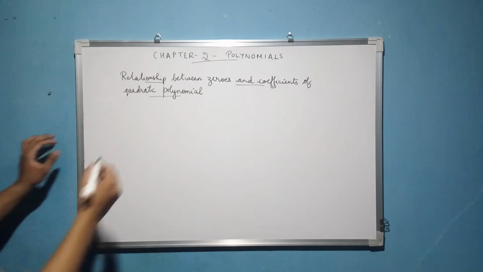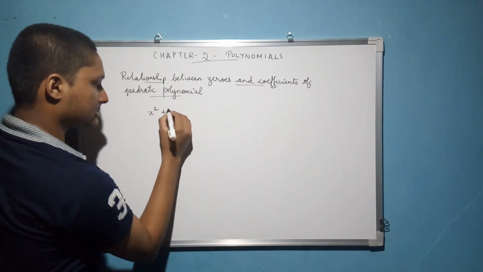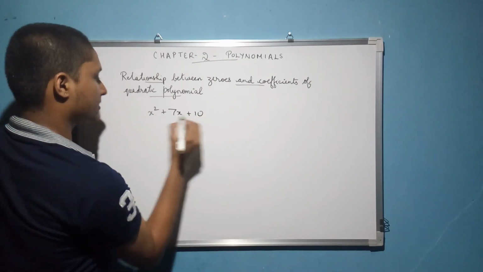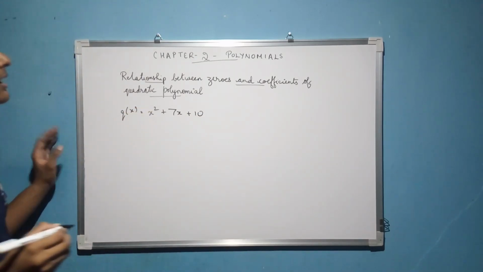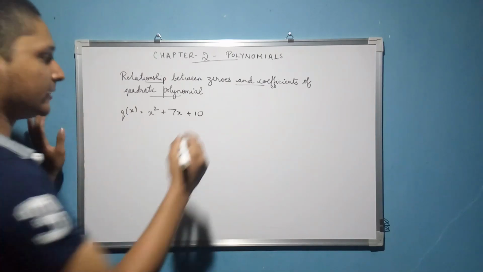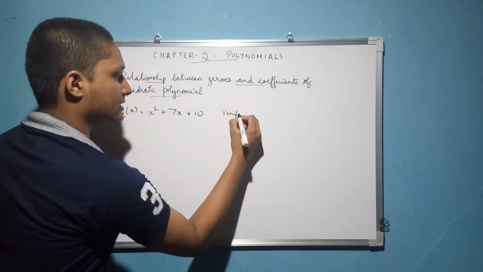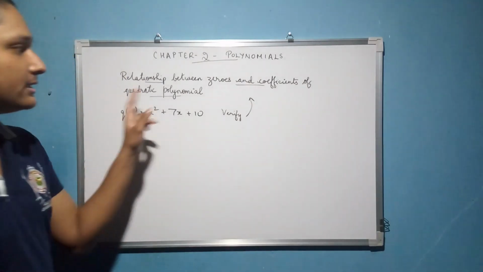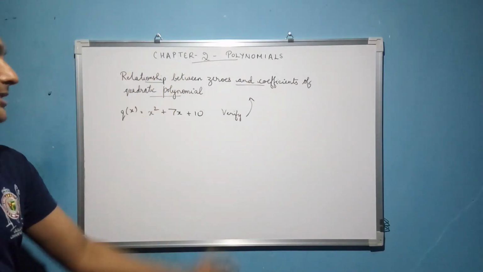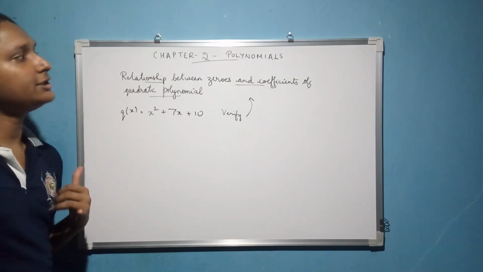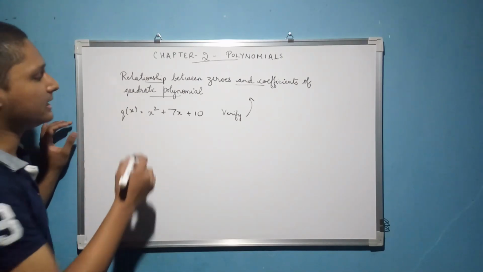Maybe x square plus 7x plus 10. We name it as q of x. In this question, you are asked to verify the relation between the zeros and the coefficients of the quadratic polynomial, that is x square plus 7x plus 10. So how do you need to find the zeros of the quadratic polynomial?